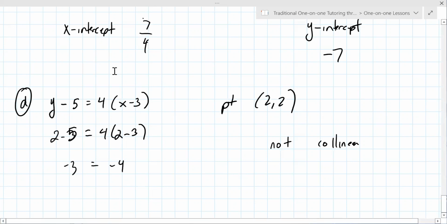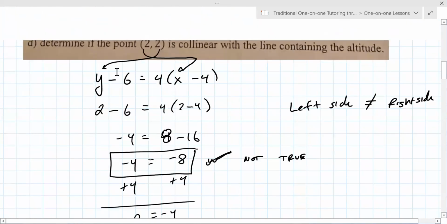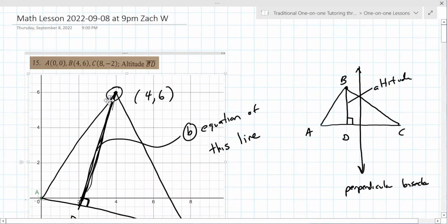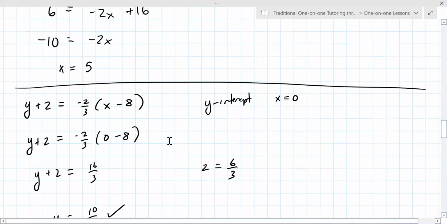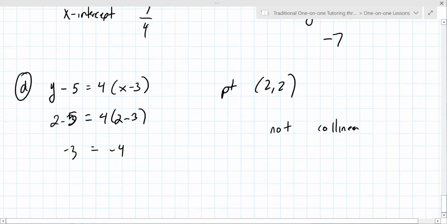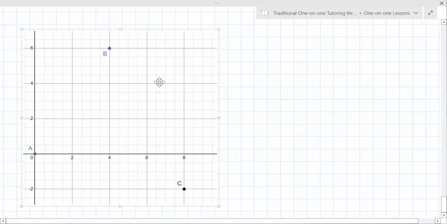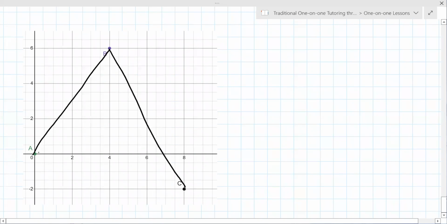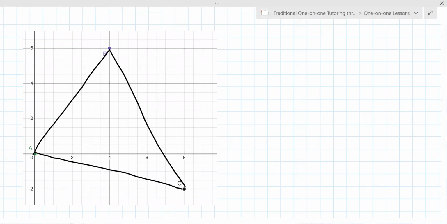Okay, let's go back to stuff we were doing last night. It actually uses the same points, but this time we're transitioning to something different: it wants the perpendicular bisector. Let me snip that in so you can see it in its full context. There it is.